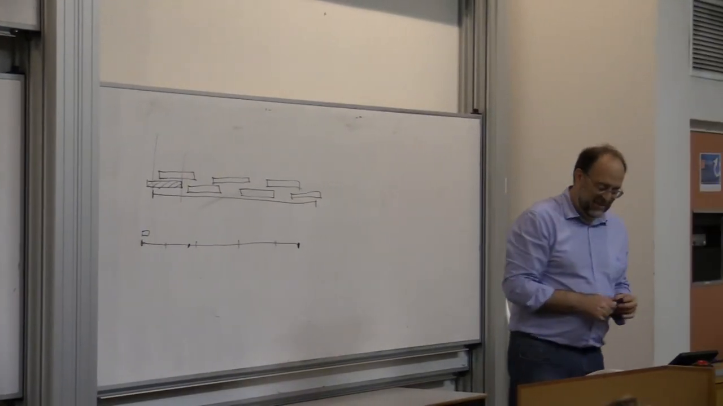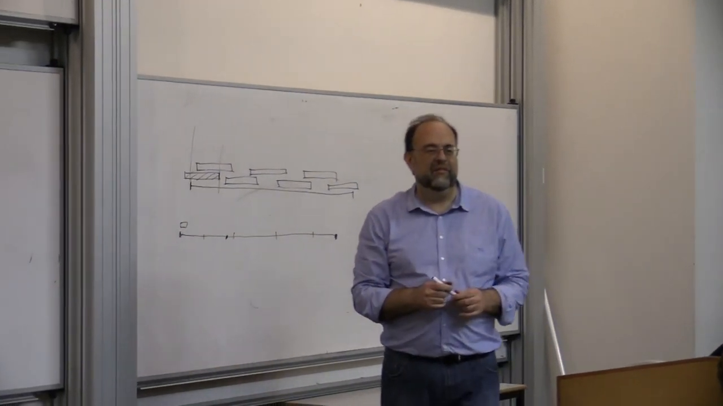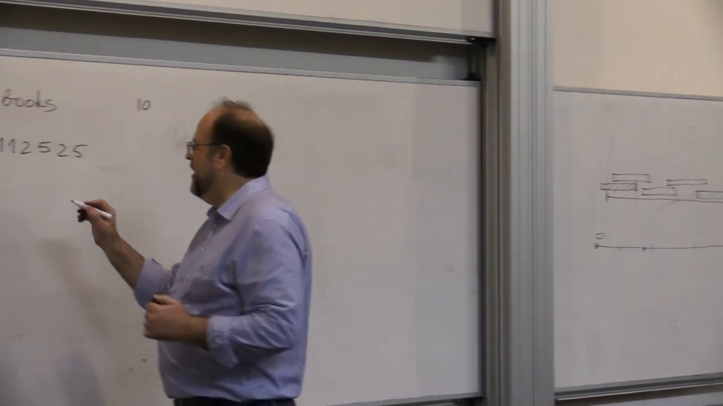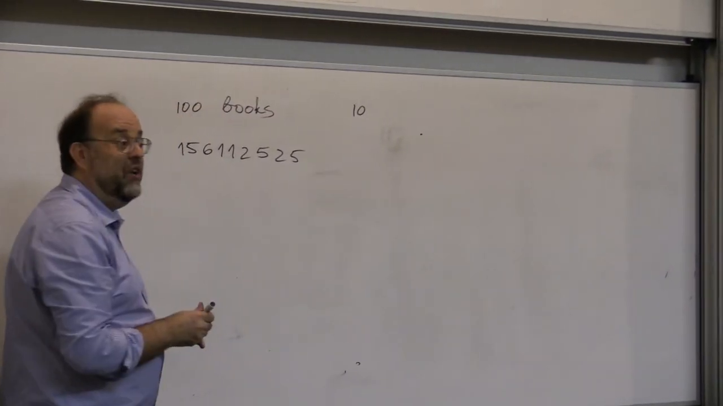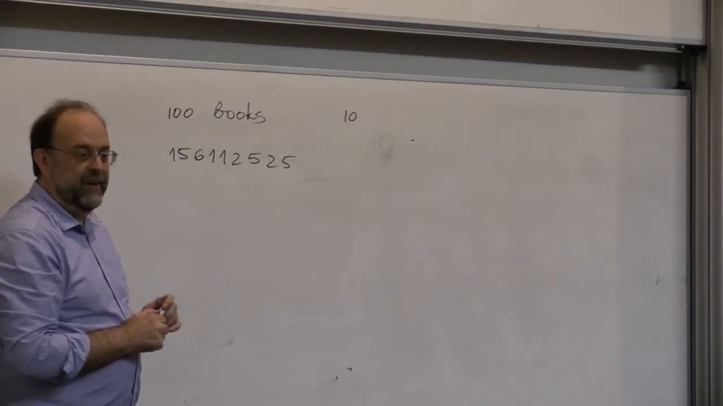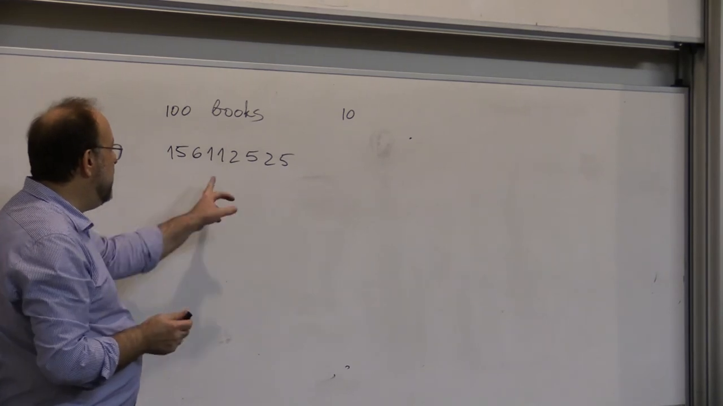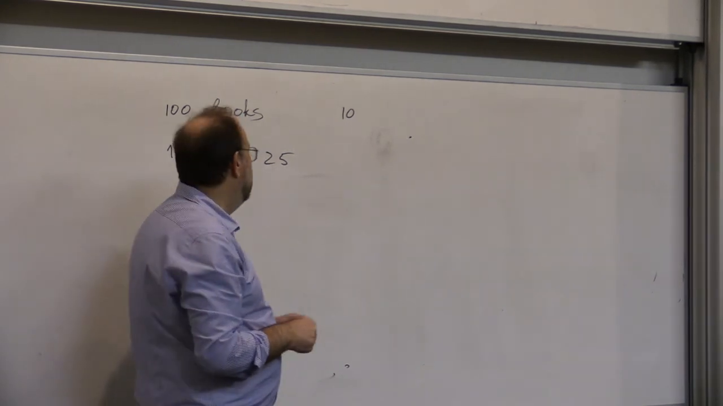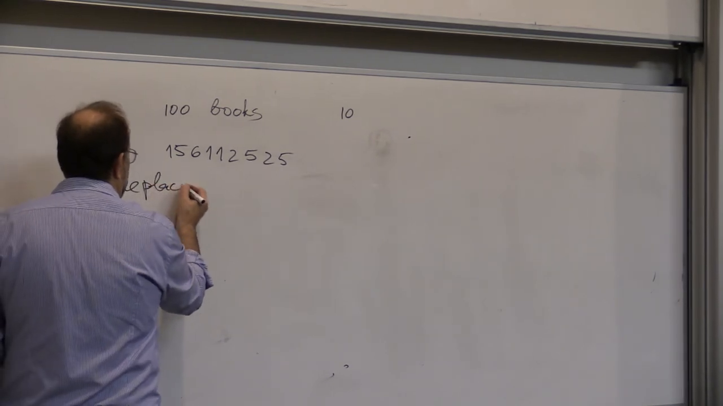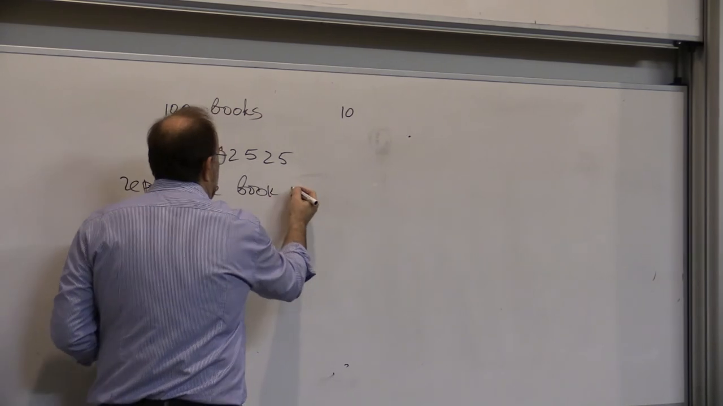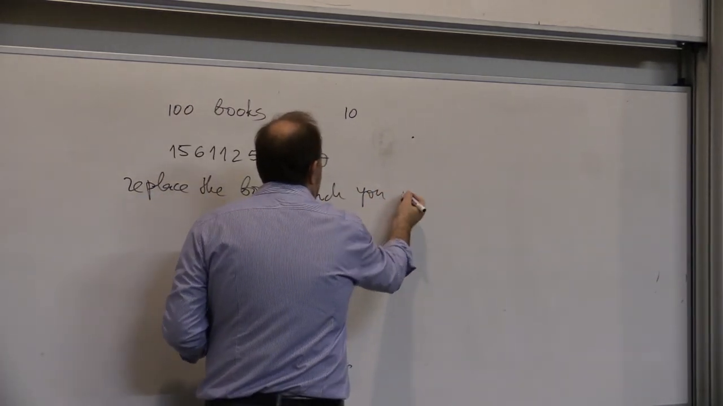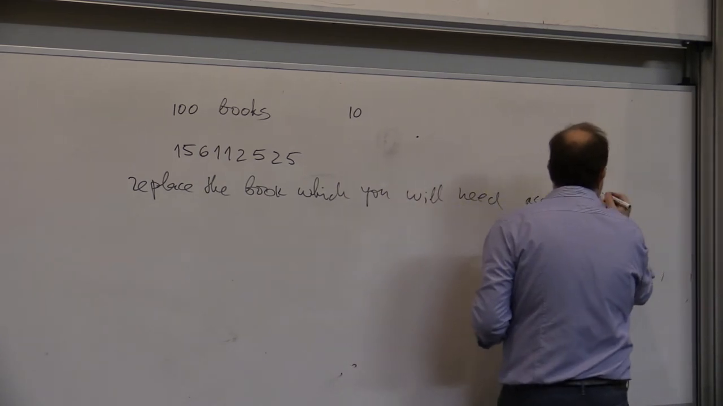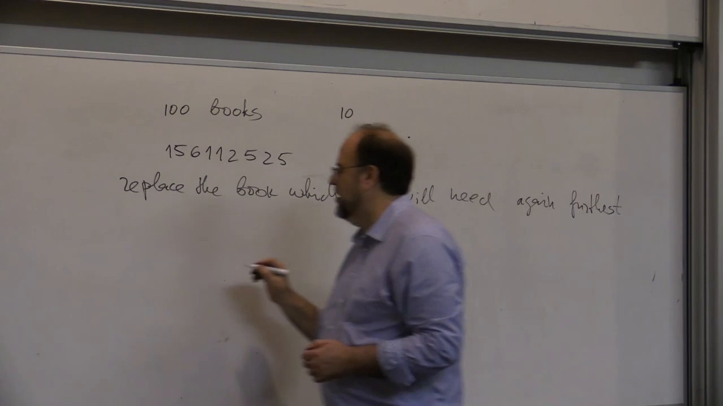I didn't tell you what to do. So, could you just throw out the one which you need furthest in the future? Very good. So if you need a book which you don't have, which book do you return? And the suggestion is you return the book that you will need furthest away in the future. So replace the book which you will need again furthest in the future.